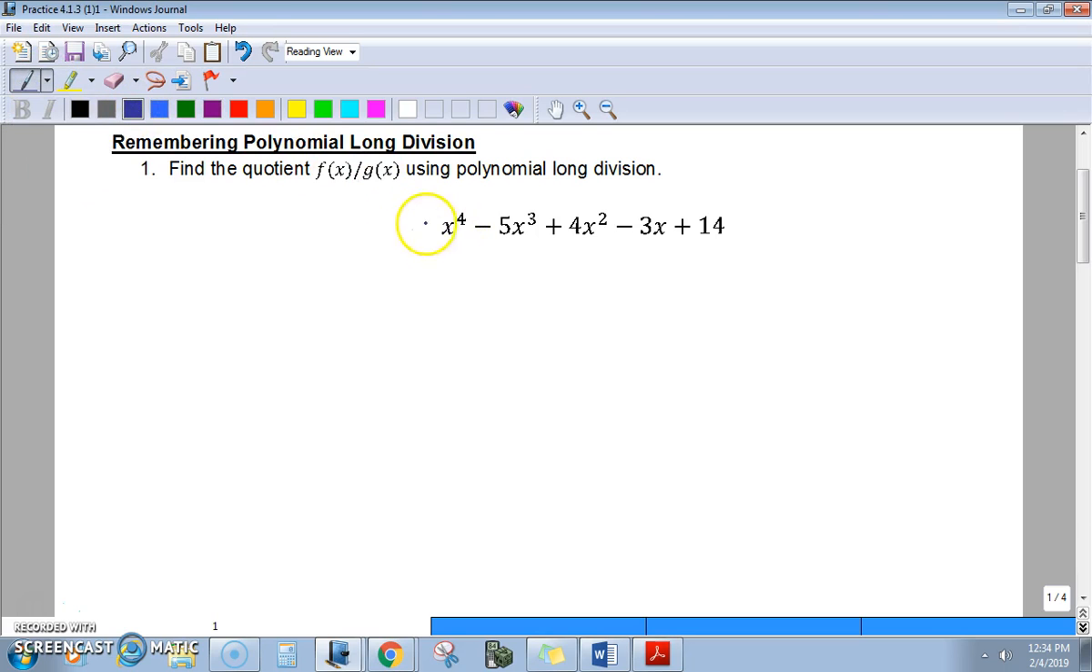Okay, so we are going to divide this by x minus 2, just like regular long division. All right, so I'm looking at what I need to multiply x by to be x to the fourth, and that's going to be x to the third.